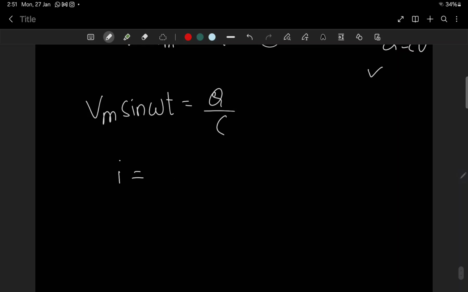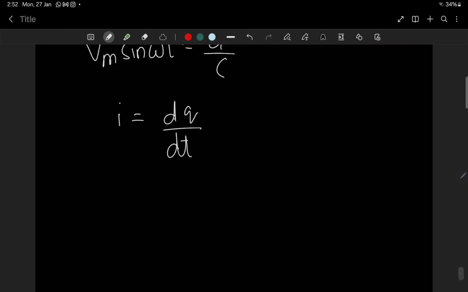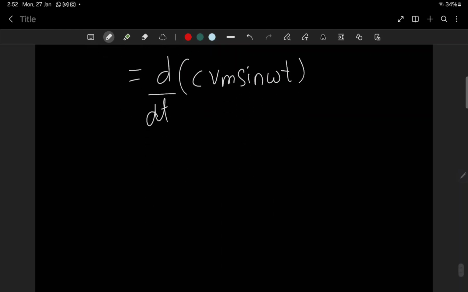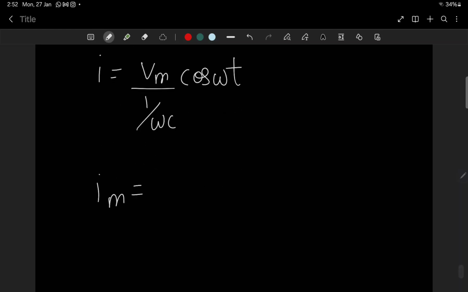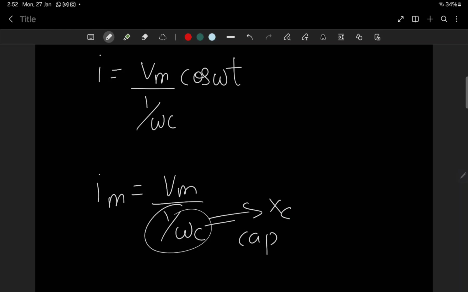Now I can be found out by dq by dt, from current electricity. I is equal to dq by dt. So we can write d by dt of C Vm sin omega t. Therefore I is equal to C Vm omega cos omega t. So I equal to Vm by 1 by omega C into cos omega t. Therefore Im is equal to Vm by 1 by omega C. 1 by omega C is called XC, that is capacitive reactance.